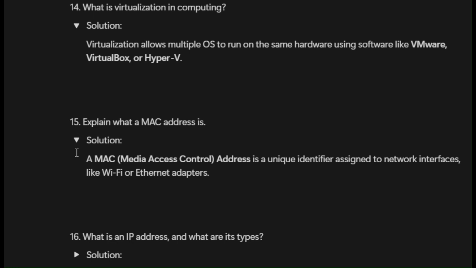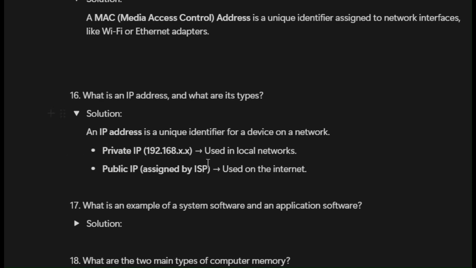What is the IP address and its types? The IP address is a unique identifier for a device or a network. We have two types, private and public IP. The private IP is used in local networks. It's private, but the public IP is used on the internet.